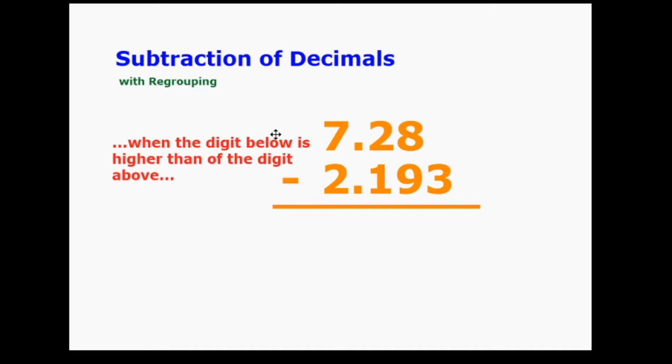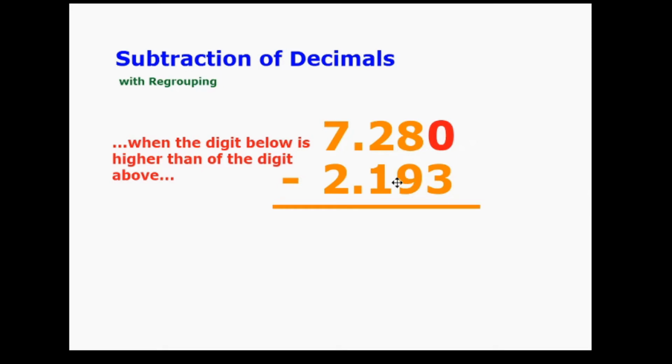Take note that we will just do regrouping when the digit below, our subtrahend, is higher than the digit above, the minuend. By simply looking at our example, the subtrahend 3 here is higher than the minuend, because even though it's empty, it's understood to be 0. As well as 9 and 8. 9 is higher than 8, so we have to regroup.